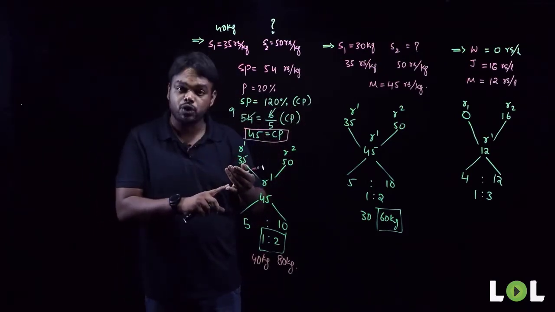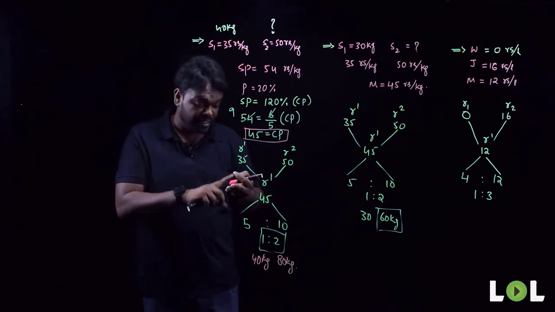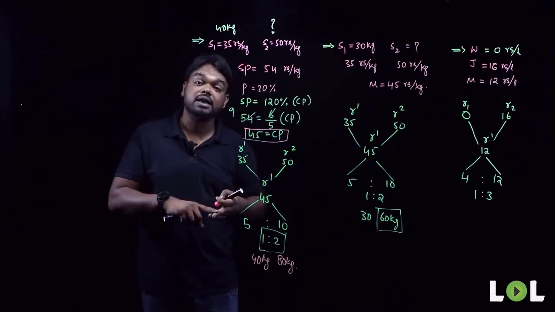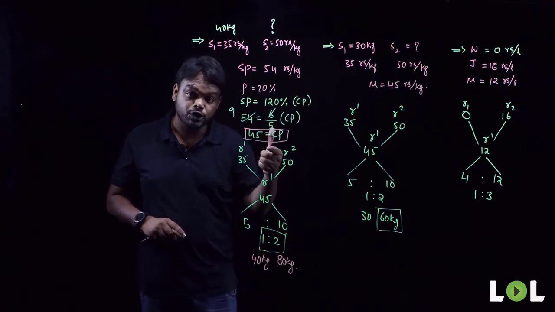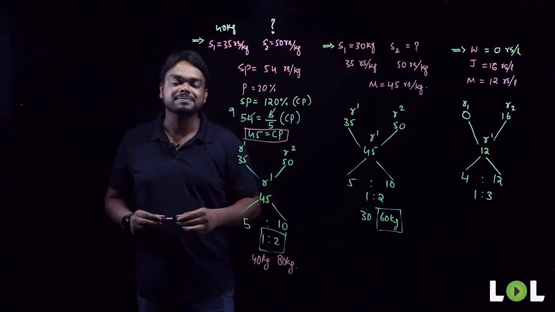So like this, you can modify the same question in different ways. He can ask ratio, he can ask quantity, he can ask profit and loss. In the profit and loss, again he can ask only the ratio or only the quantity.